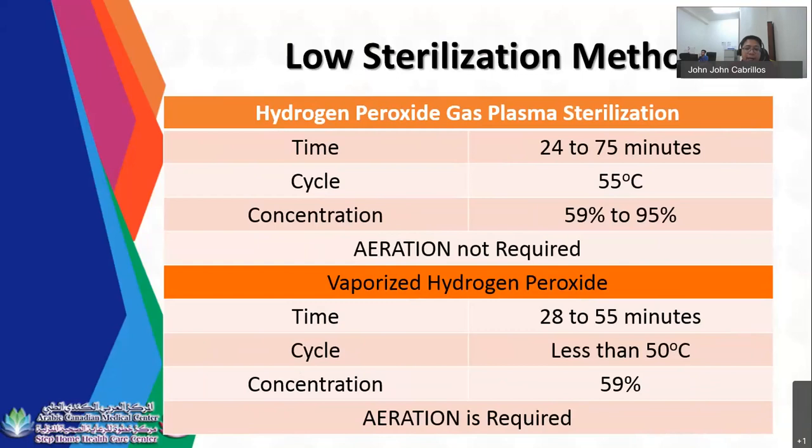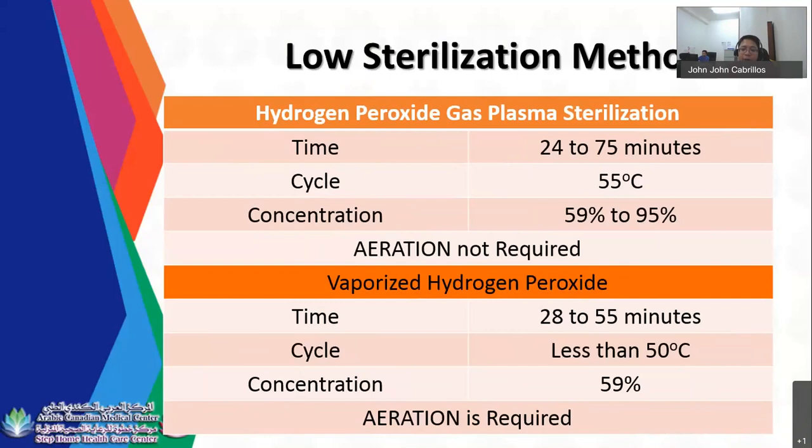peroxide, it needs an aeration, but your machine will automatically do the aeration process. So the time, it's 28 to 55 minutes, cycle temperature is less than 50 degrees Celsius. Concentration is 59%. So for aeration for hydrogen peroxide, the plasma is not required.